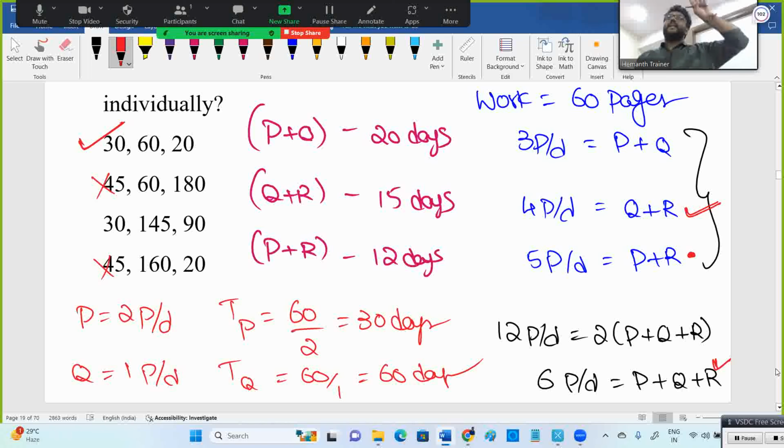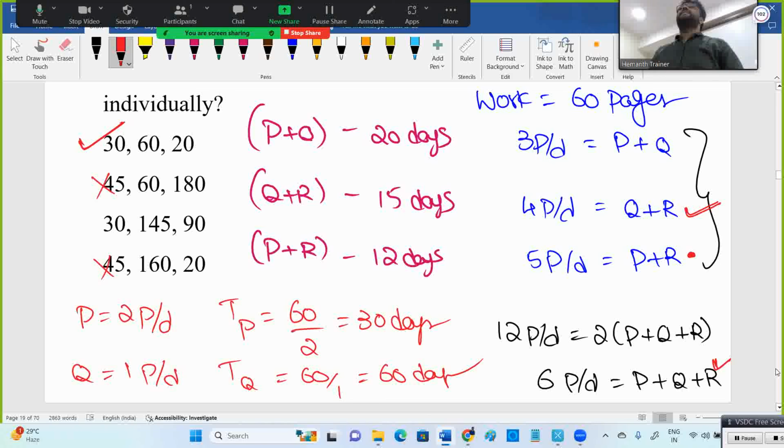If they give P alone and Q alone, product divided by summation will give P and Q together. I can check option verifications like that, but don't expect them to ask all three alone in exams. They'll ask only one actually: Q alone, how much time taken? R alone, how much time taken? Or P alone, how much? Only one among them. They don't ask all three.